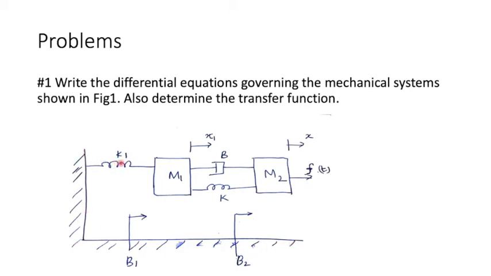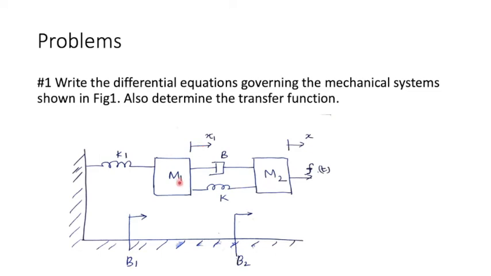You have a spring K1 connected to mass M1, which is connected through a dashpot to mass M2. There is another spring connecting between mass M1 and M2. F is the applied force. B1 and B2 are the frictional coefficients from the surface acting on mass M1 and M2 respectively. Due to the applied force F, we have a displacement of x due to mass M2 and a displacement x1 due to mass M1.